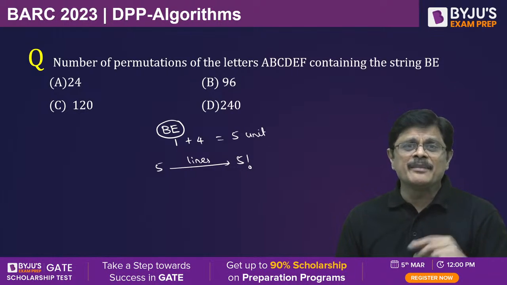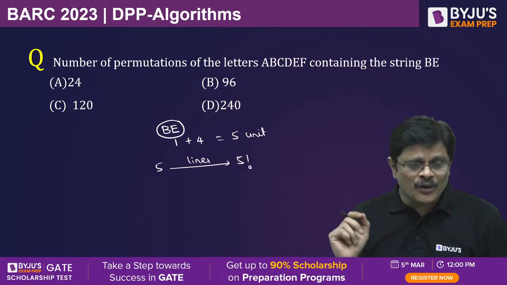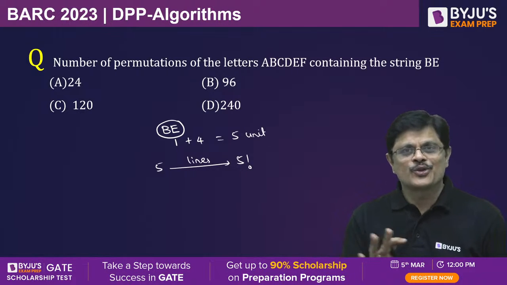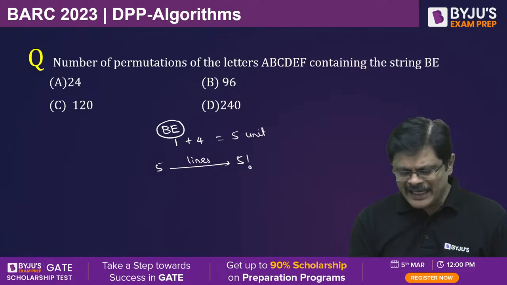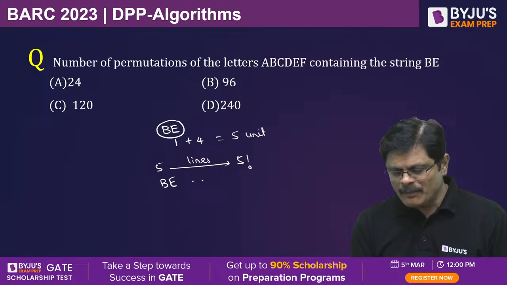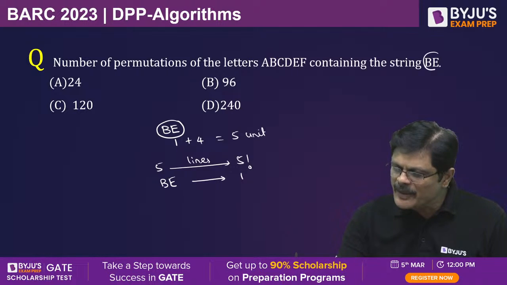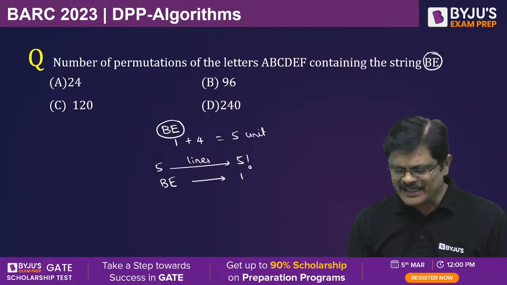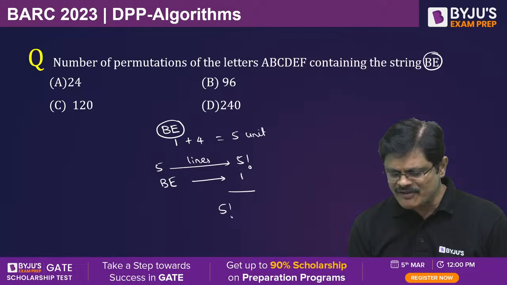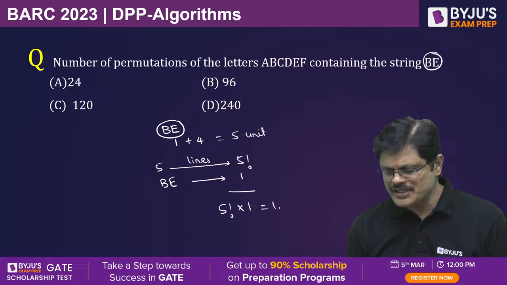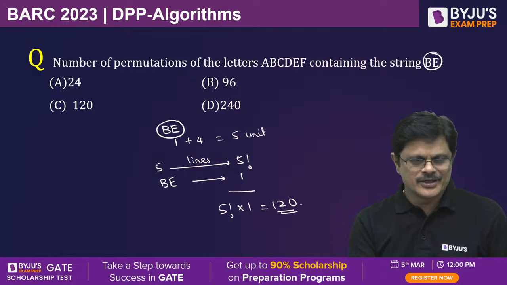But here I said BE means B and E in that order only. So you cannot write EB. So BE can be arranged only in one way, because that string should contain BE in that order. So the answer is 5 factorial into 1, which is nothing but 120. So C is the answer.